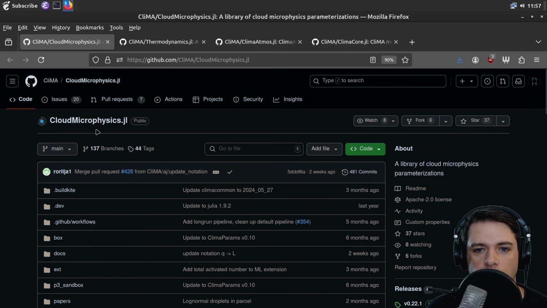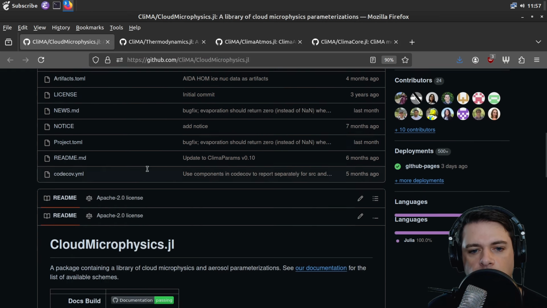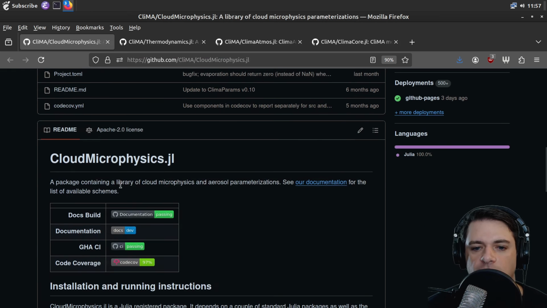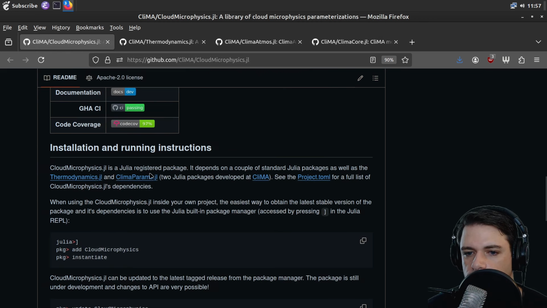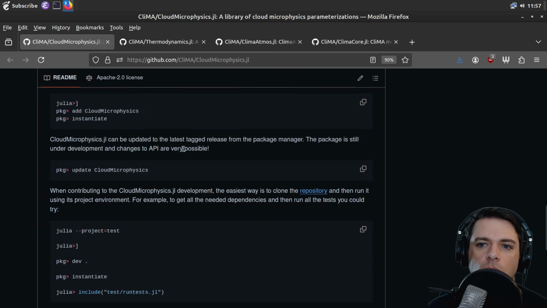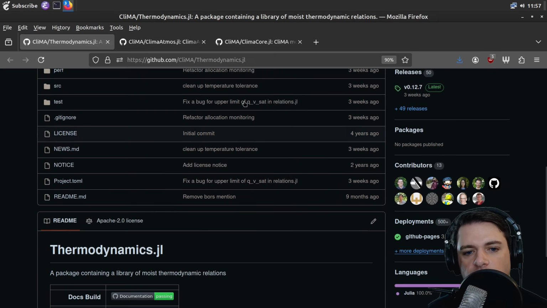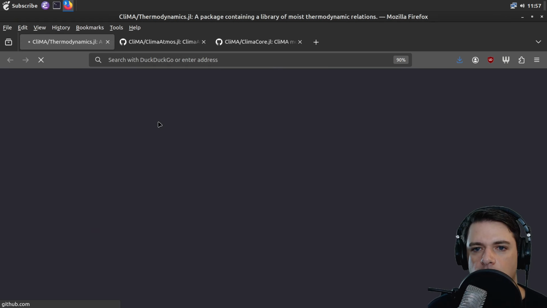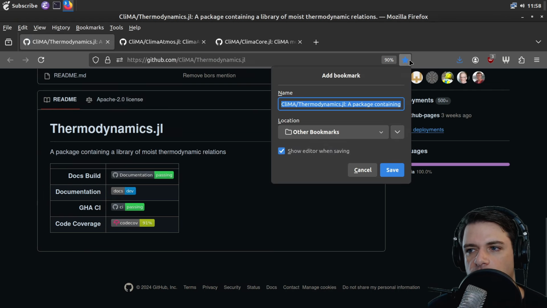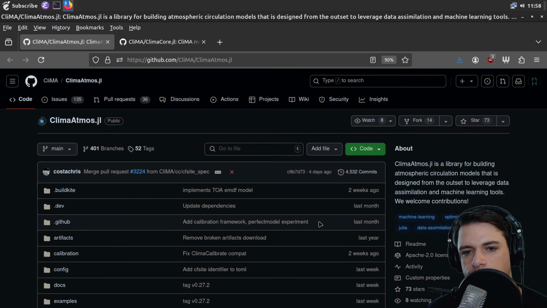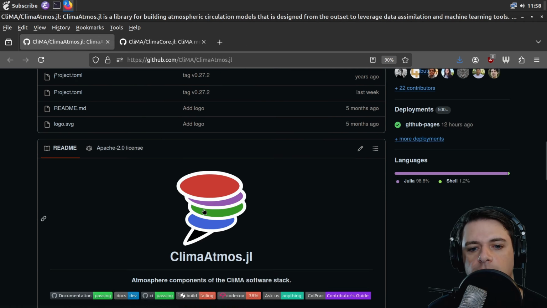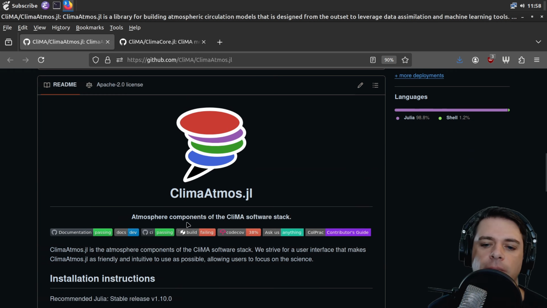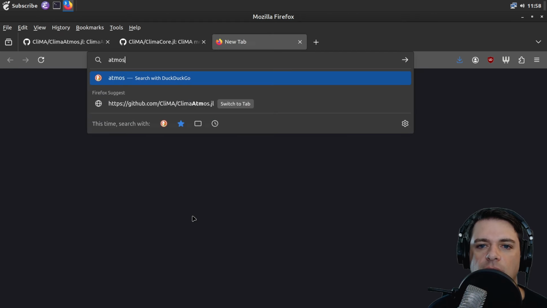Here's cloud microphysics. I guess .jl is what, Julia? A package containing a library of cloud microphysics and aerosol parameterizations. Okay, so I think the other stuff we have is Julia. Here's some thermodynamic stuff. Moist thermodynamics. I kind of want to keep this in a bookmark. ClimaAtmos is what? Oh, atmosphere. I don't know why I decided it was Atmos.